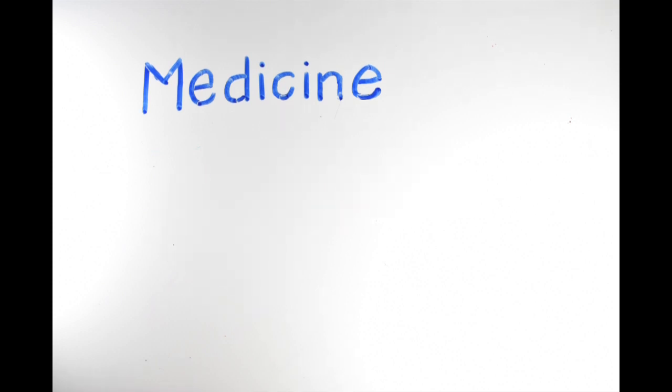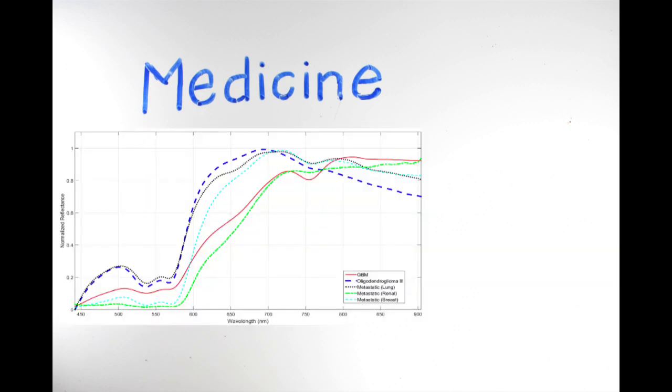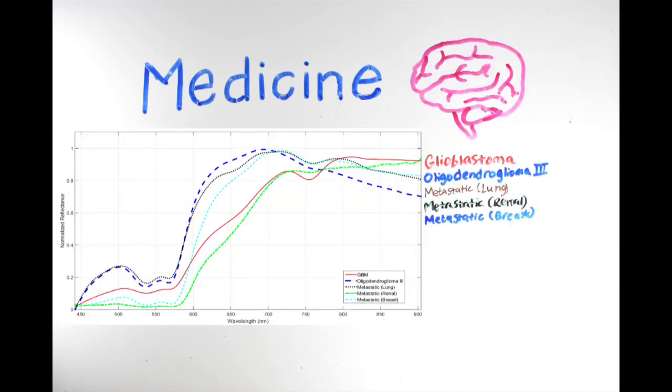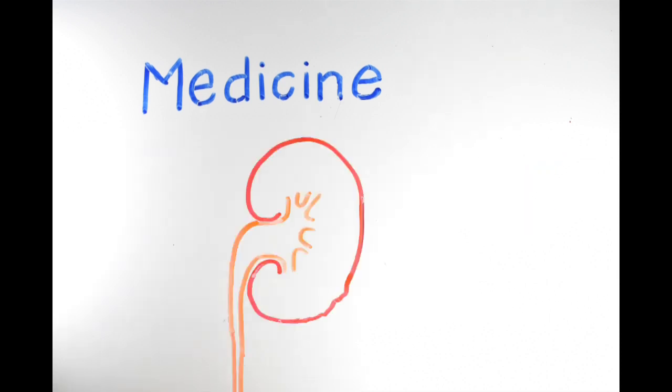For example, researchers in 2018 were able to map the different spectra of five types of brain cancer, including primary tumors and secondary metastatic variants that originated elsewhere in the body before migrating to the brain. HSI can also be used as a surgical guide to maximize tumor resection.